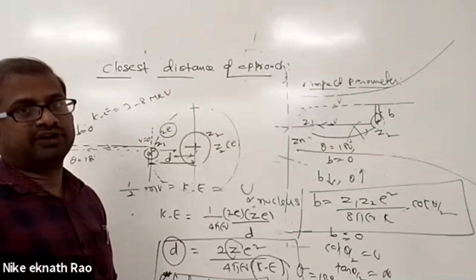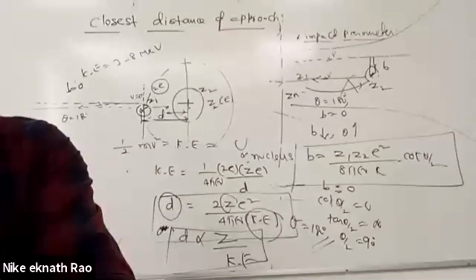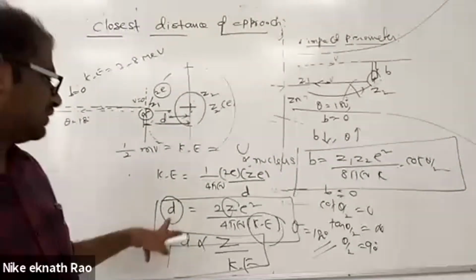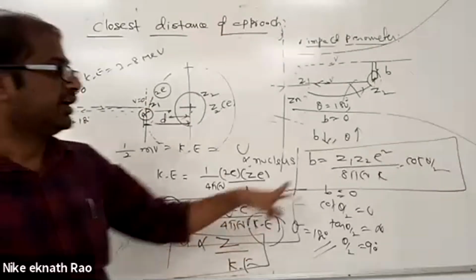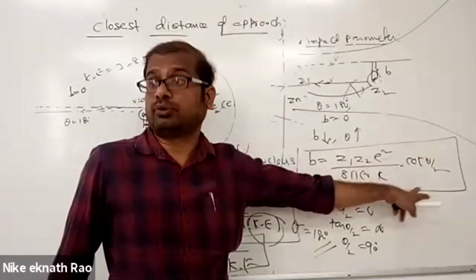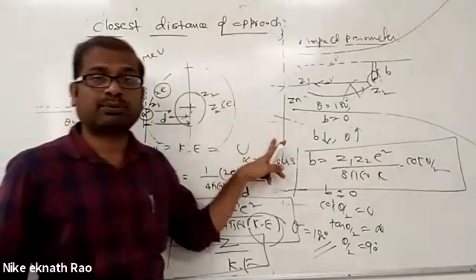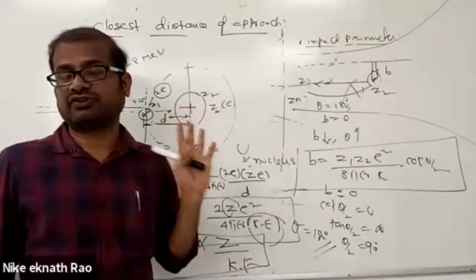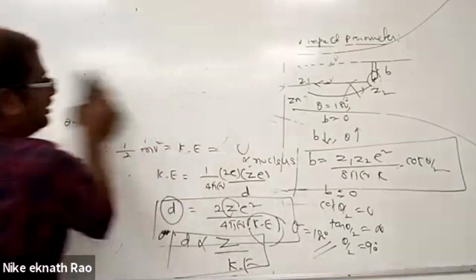Listen, everyone. Closest distance of approach and kinetic energy have an inverse relation. Impact parameter is proportional to cot theta by 2. The number of scattered particles per angle is proportional to 1 by sin to the power 4 theta by 2. This is the question they will ask, so keep it in mind. The conclusions of the Rutherford model are important.